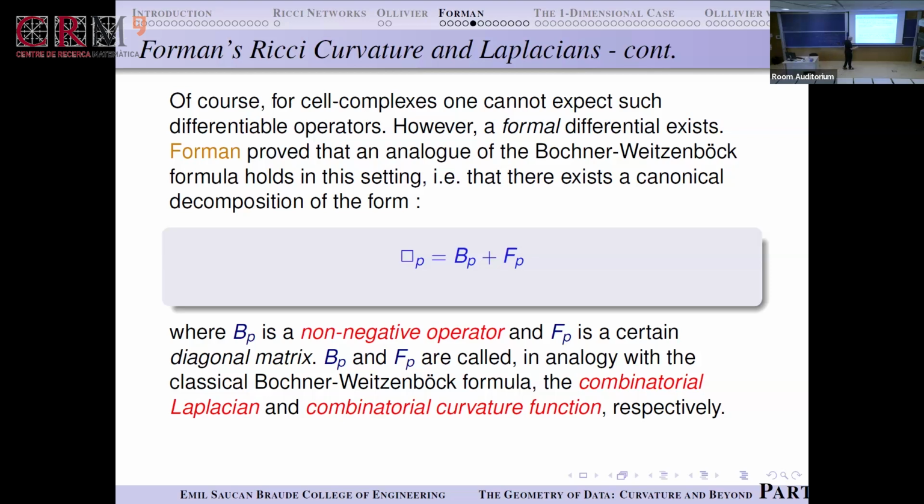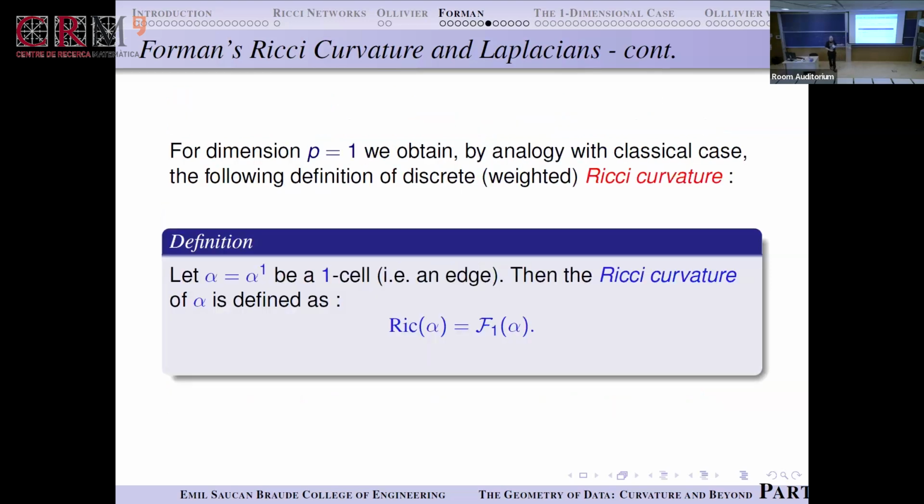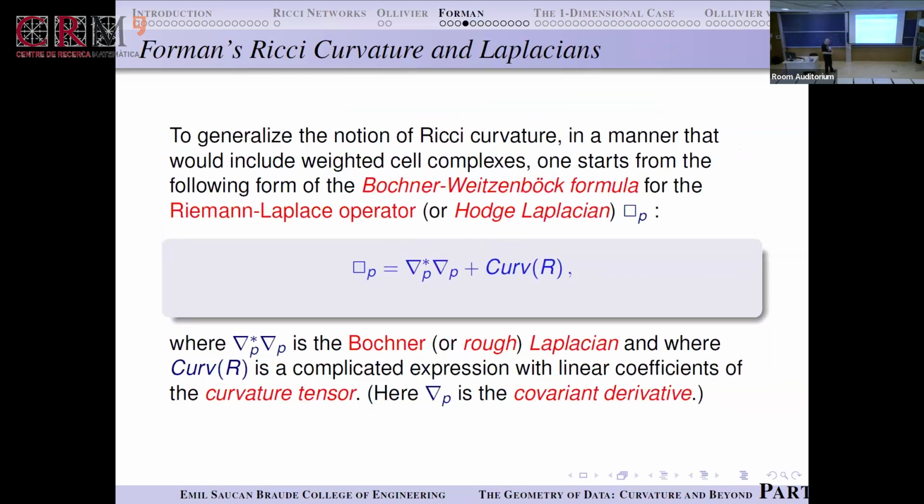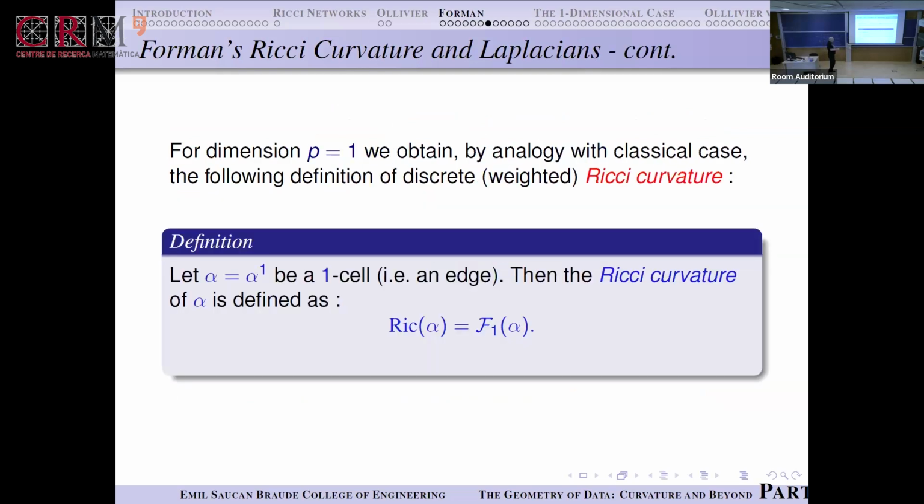More importantly, it depends on the dimension. There is one dimension which is interesting, which is dimension one. In the general setting, this term is very hard to fathom. It's hard to understand what it means, something with curvature, for all P's except P equals one. In the classical dimension one, the formula says that the curvature term is just Ricci curvature. So in analogy with the classical context, we define the Ricci curvature of an edge as being F1. This is the synthetic approach: I define it in a manner analogous to what I know.